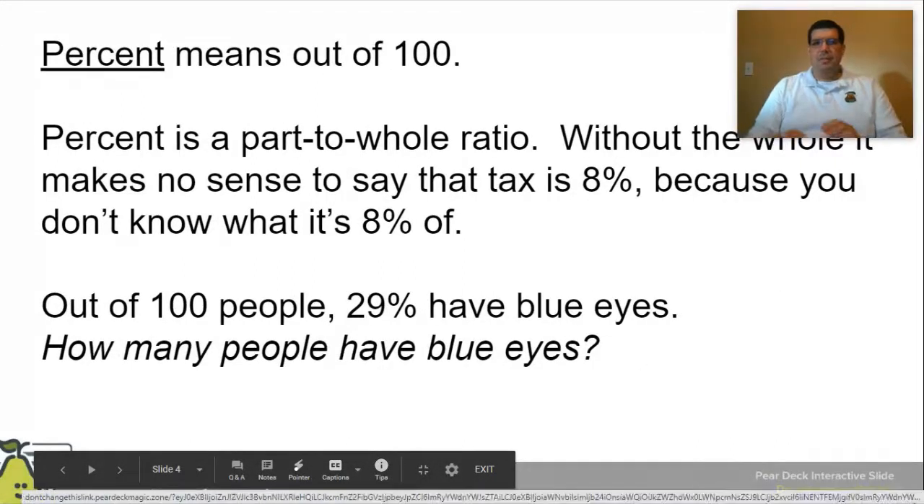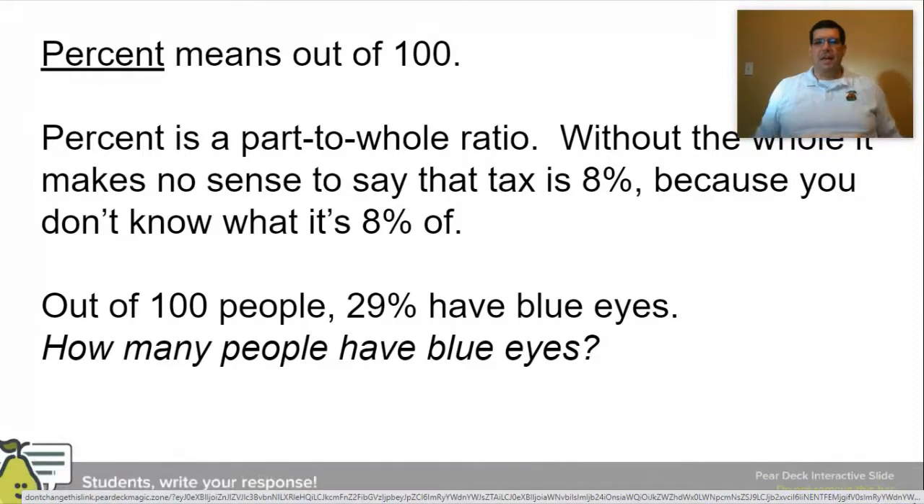Suppose you want to solve a problem like this. Out of 100 people, 29% have blue eyes. How many people have blue eyes? Think about what percent means. The question there, the part that's in slanty writing, you don't have to write that in your notebook, but I would recommend you write the rest of it in your notebook. Think about what percent means and answer that question.